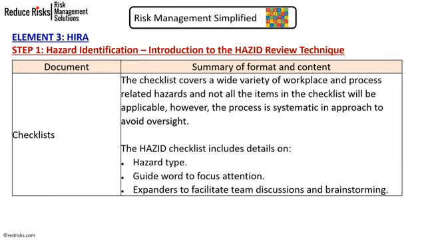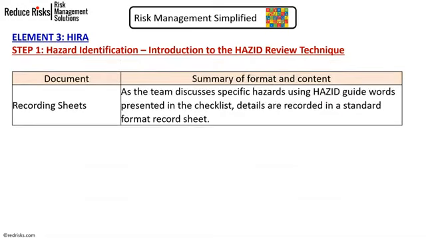Checklists play a huge role in a hazard review process, and not all the items on the checklist will be applicable. However, the process is systematic in approach to avoid oversight. A hazard checklist typically includes details on the hazard type, a guide word to focus attention on, and expanders to facilitate team discussions and brainstorming. Recording sheets are, of course, where you capture all the thoughts that the team discusses, specifically based upon the hazard guide words presented in the checklist. The details are recorded in a standard format record sheet.